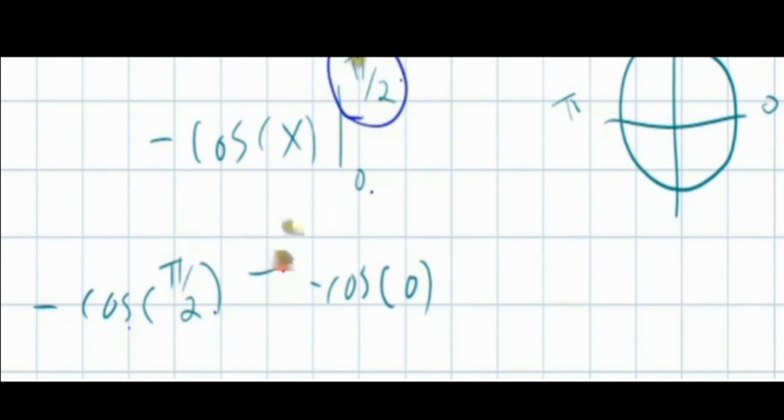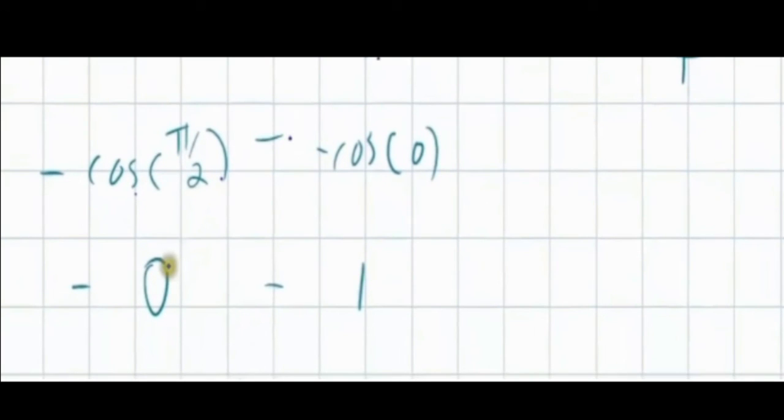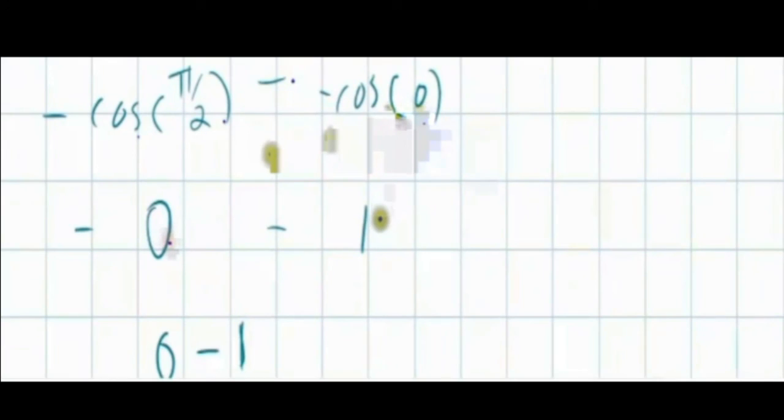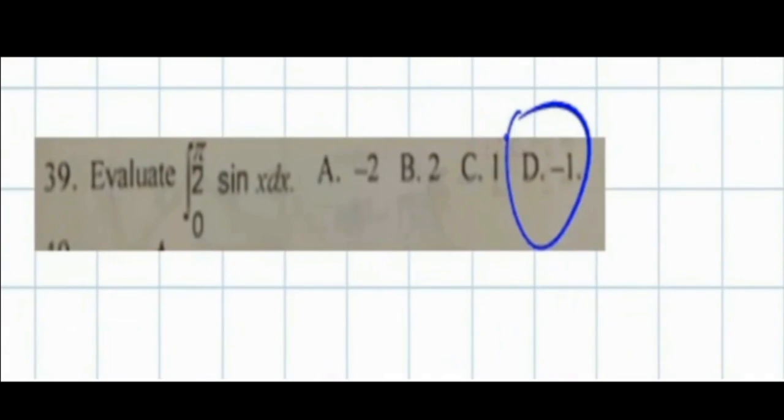So the negative cosine of pi over 2 minus the negative cosine of 0. And so the cosine of pi over 2 is just 0. And the cosine of 0 is 1. So you can see that over here, the cosine of 0 is 1. And the cosine of pi over 2 is 0. So you're just taking 0 minus 1 essentially. So your answer is negative 1, which is option D.